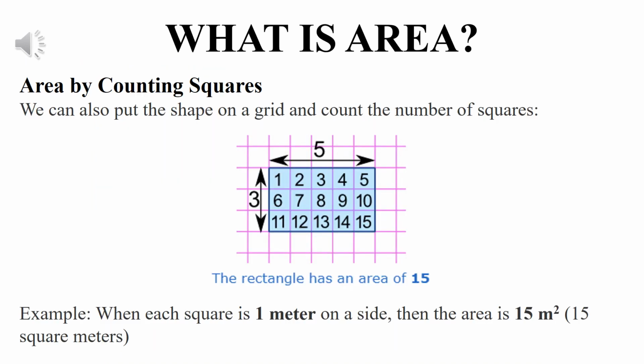Area by counting squares. We can also put the shape on a grid and count the number of squares. The rectangle has an area of 15. Example, when each square is 1 meter on a side, then the area is 15 square meters.